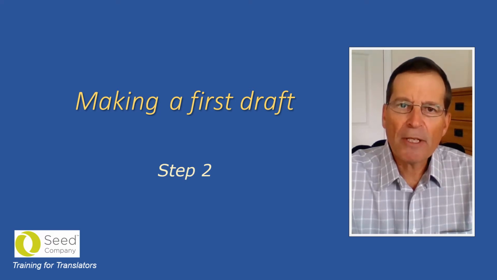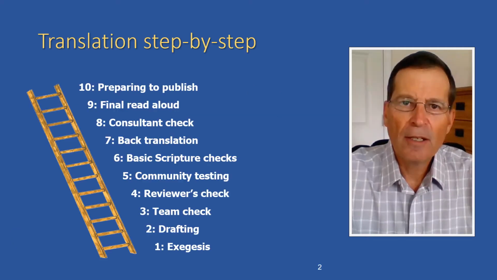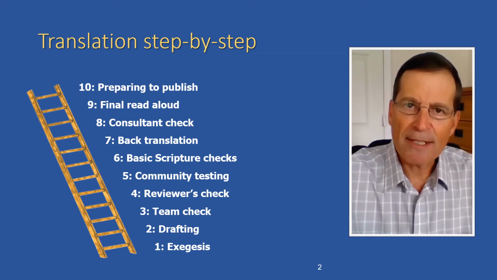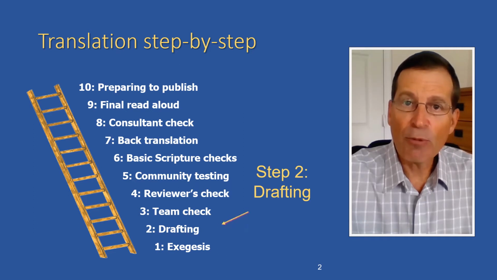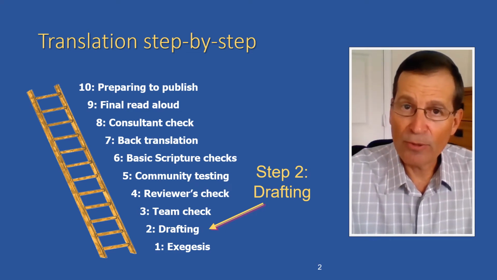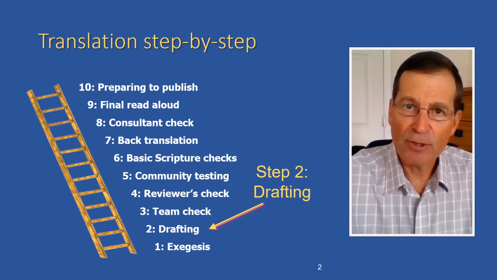In today's teaching, we'll be talking about step 2 of translation, making a first draft. So here once again are the 10 steps of translation. First, we do exegesis in order to understand the text, and then we make a first draft. The next steps help us to test or check the translation. We have a team check, a reviewer's check, community testing, and we do basic scripture checks. Then we do a back translation to get the text ready for the consultant and a consultant check. Then a final read aloud, and we prepare to publish.